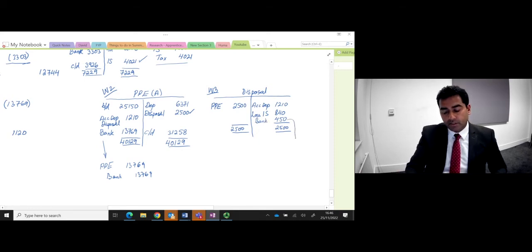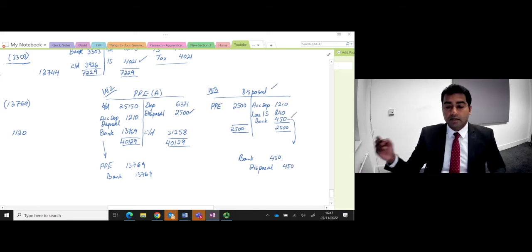So if you want to know the double entry of this, bank is debit. I'm going to record bank is debit 450, and disposal account is credit by 450, and you can see disposal account is being credited and bank is being debited. I do not have a bank account here. I do not have to open one, but if I did open one, I would debit the bank account.